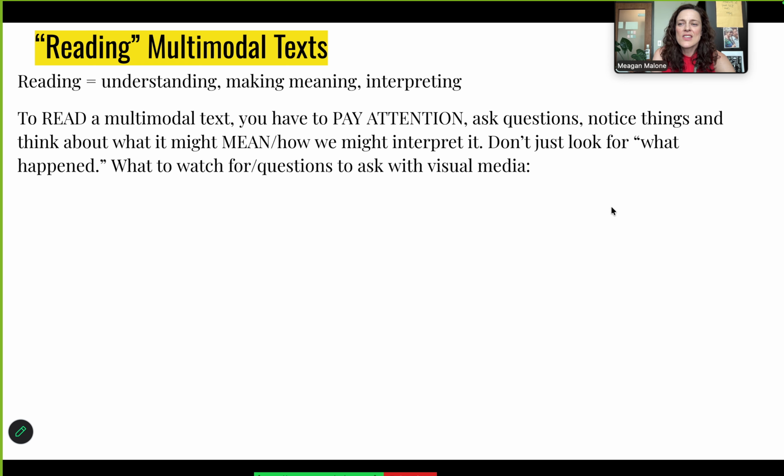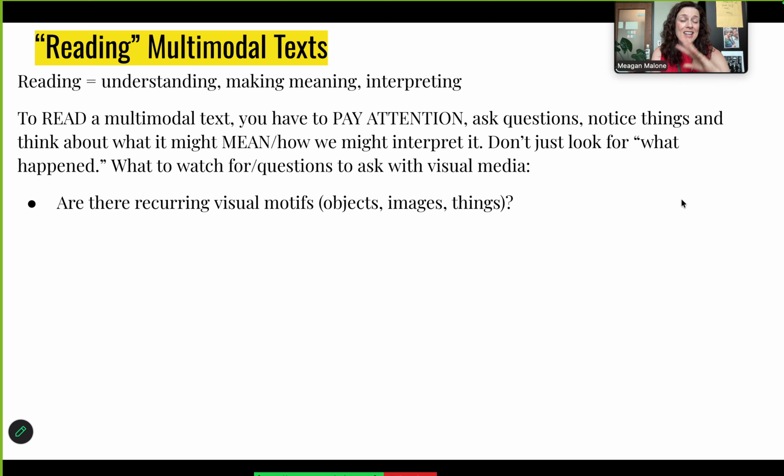So some things that you want to make sure you do is you're not just saying what happened. It's not just that the dog walked across the screen. What color was the dog? How was the dog lit? What was the shot composition of the dog? What sounds were happening when the dog walked across the screen? It's not just about what happened. It's about what is going on in the images and in the sounds.